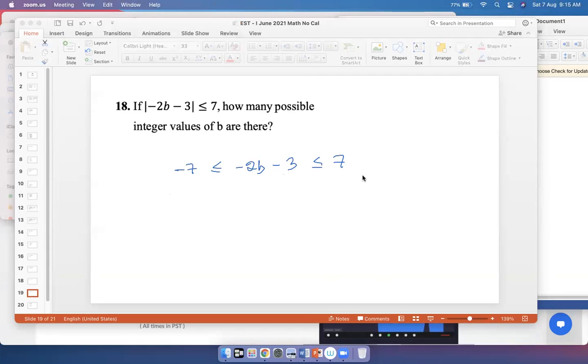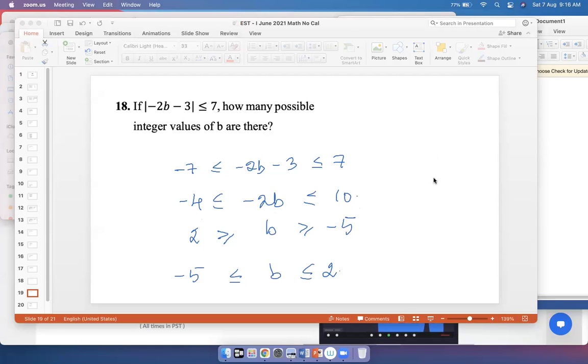If I add 3 throughout this, I'll get minus 7 plus 3, which is minus 4, less than or equal to negative 2b, which is less than or equal to 10. Now if I divide by negative 2, because I'm dividing by a negative number, the inequality will change its sign. 2 is greater than or equal to b, which is greater than or equal to negative 5. Or negative 5 is less than or equal to b, which is less than or equal to 2.